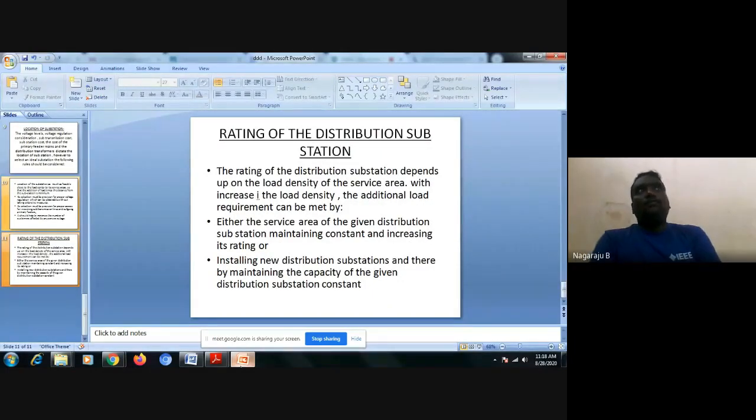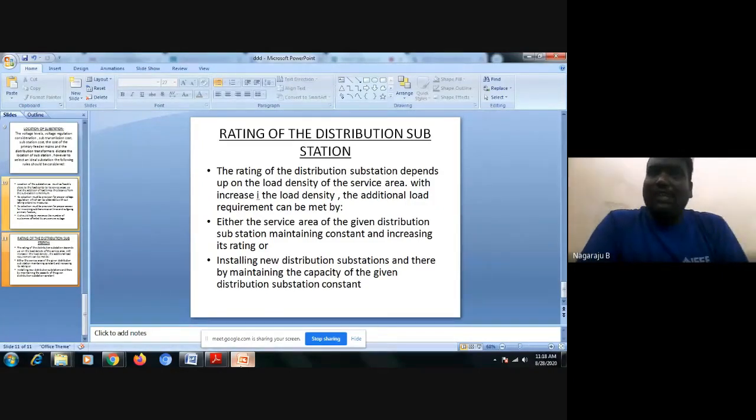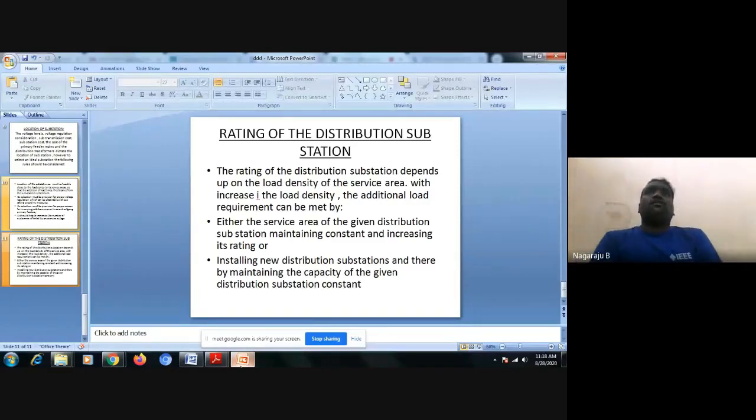Next topic is rating of the distribution substation. The rating of the distribution substation depends upon the load density of a service area. See here, the substation already exists. It should follow the land use regulations, it should follow the land availability, and it should be more available at the load centers. So all these considerations are followed, and I have located a substation.